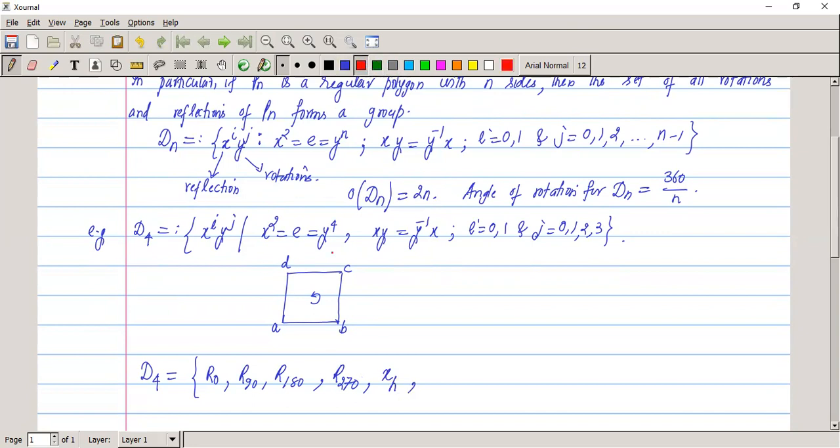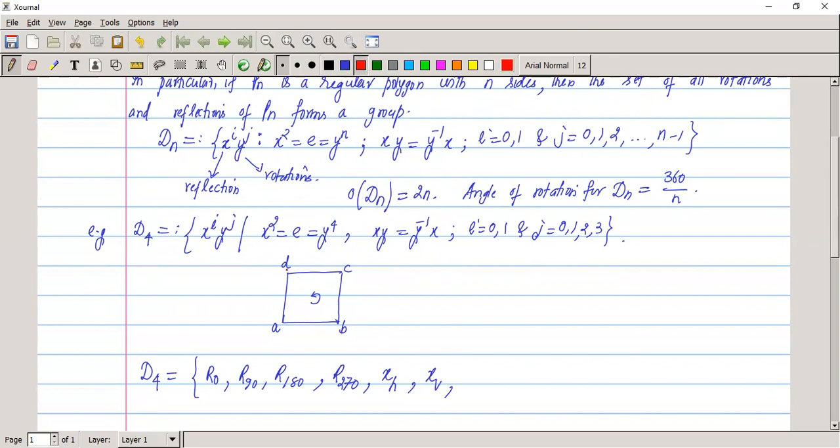Then similarly we can define a vertical reflection. Let's call this the vertical axis. Then along this axis, when we define the reflection, CB will go into DA and DA will go into CB. So therefore, we shall write this element as XV. So it is the vertical reflection.